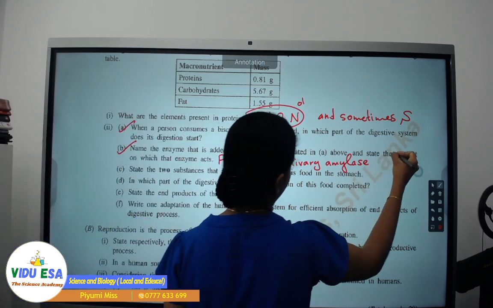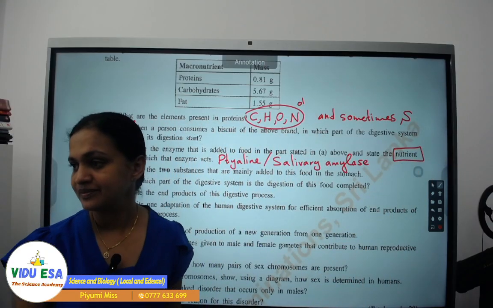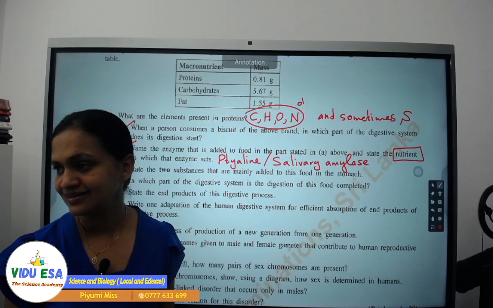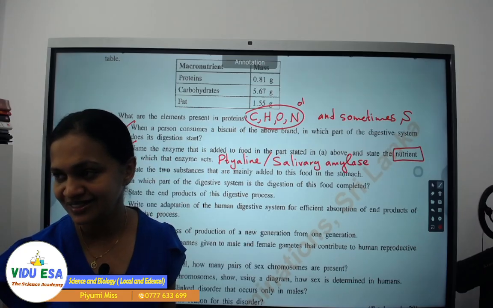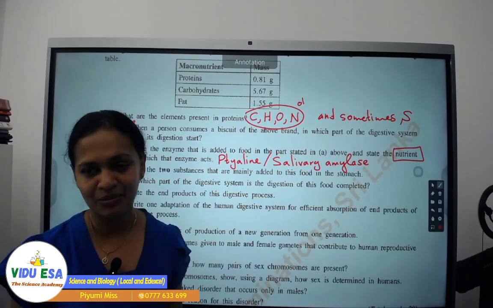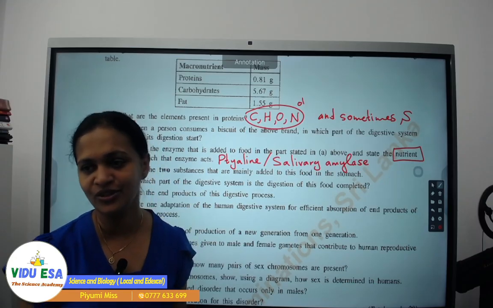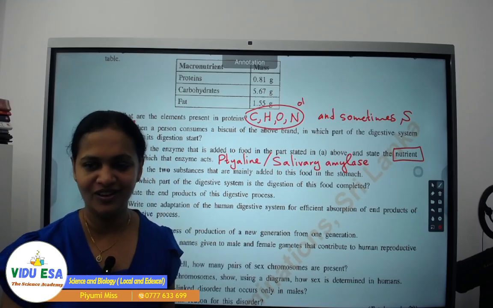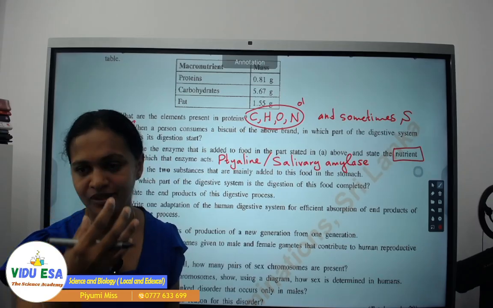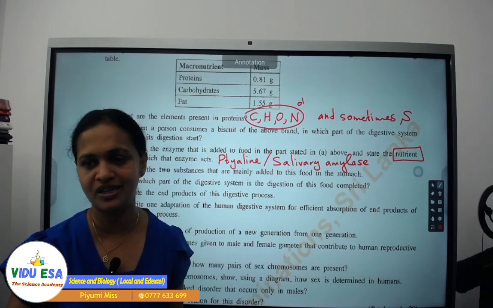Then, state the nutrient. What is the nutrient you mentioned? Carbohydrate. Nutrient should be carbohydrate. Then only you will get 1 mark. If anyone has mentioned starch, no marks. Because we know the major nutrients are carbohydrates, proteins and lipids.